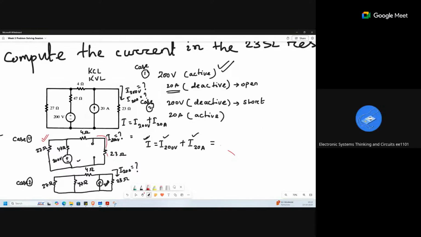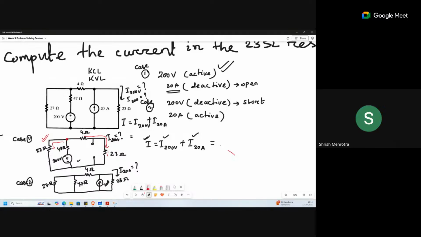My question is, which current is flowing here? The same current flows through the 4 ohm, so combining those two resistors is no problem because they are in series and the same current flows through them. Is the same current flowing through this 23 and 27? No, ma'am, because both are in parallel, so the currents are different. So I cannot apply the equivalent circuit directly to find the current through this 23 ohm.